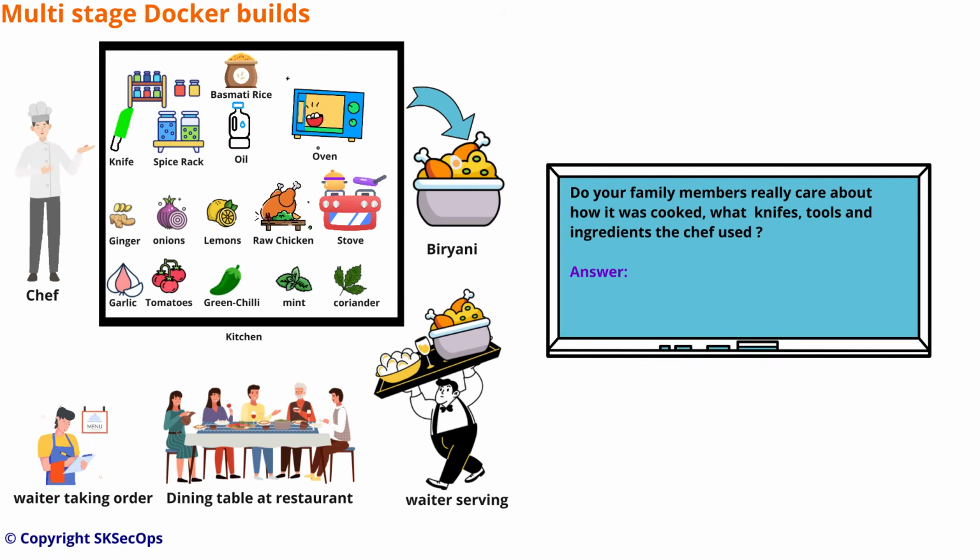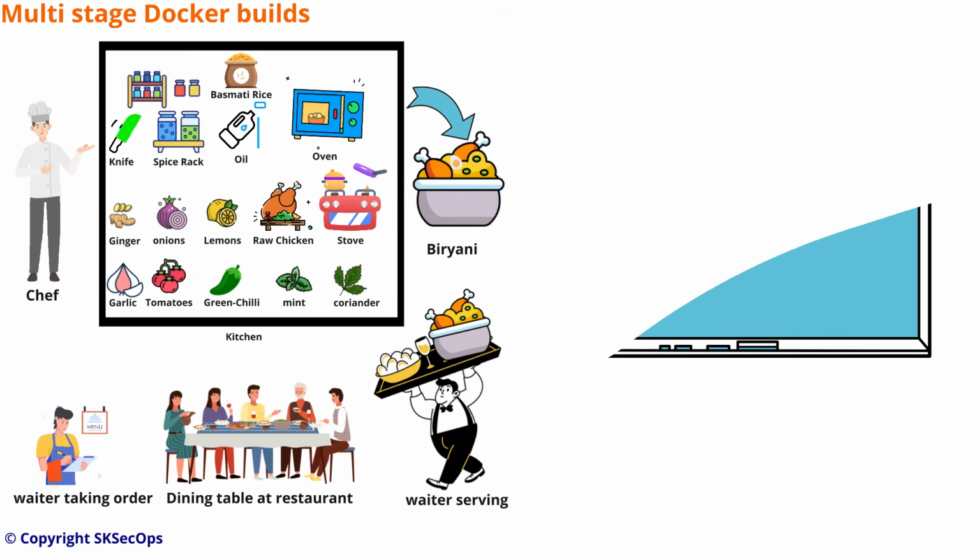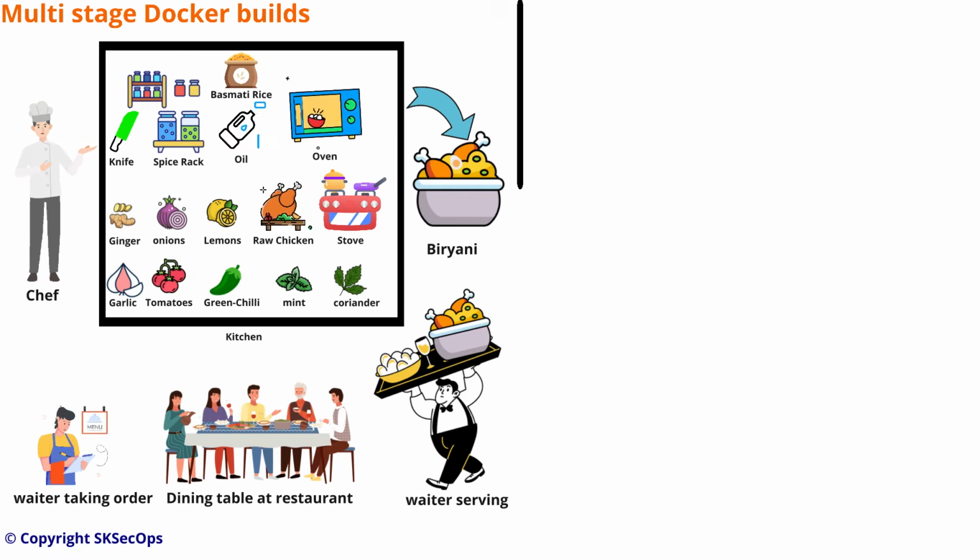Now the quick question to everyone is, do your family members really care about how it was cooked, what knife, tools and ingredients the chef used? Can you say the answer? The answer is no, we don't care, right? We will understand how this biryani analogy is related to multi-stage Docker builds in just a few minutes so that we won't forget.